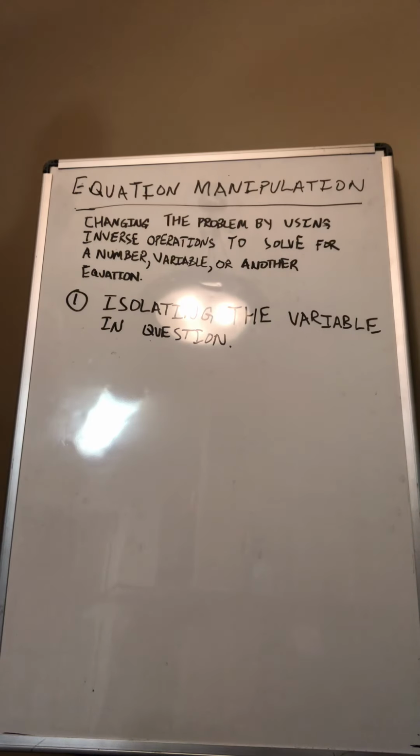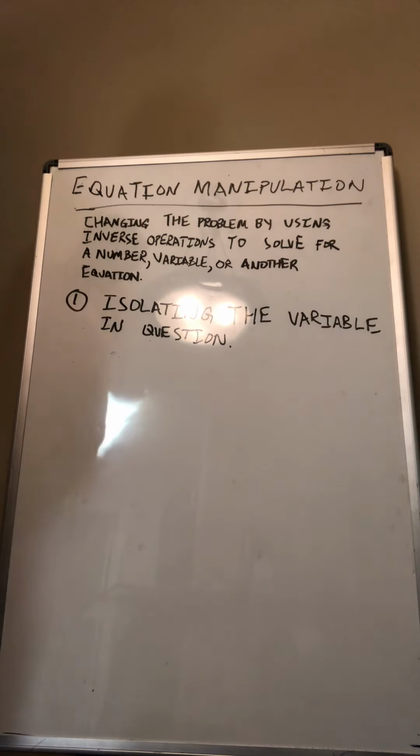This is a pretty important topic that I see a lot of kids missing, especially my Algebra 1 and pre-algebra students when it comes to graphing. It's called equation manipulation: changing the problem by using inverse operations to solve for a number, a variable, or another equation.